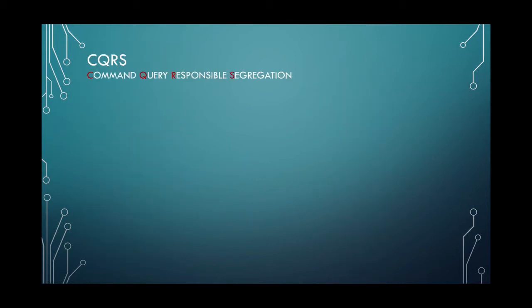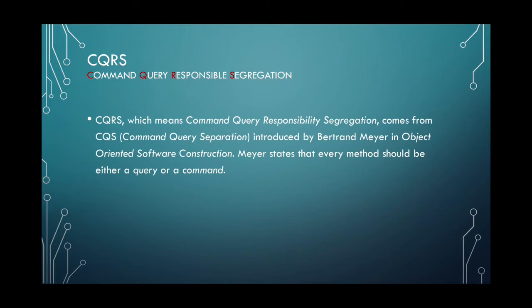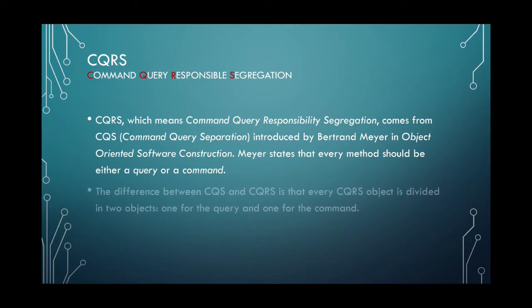The first thing you do is the CQRS pattern, the Command Query Responsibility Segregation pattern. CQRS was first introduced by B. Meyer in his Object-Oriented Software Construction book. B. Meyer states that every method should be either a query or a command. CQRS goes a little bit further, saying that the query and command should be individual objects.